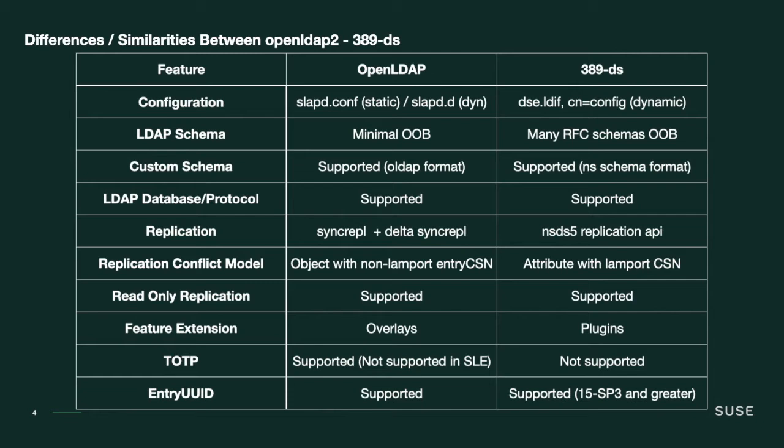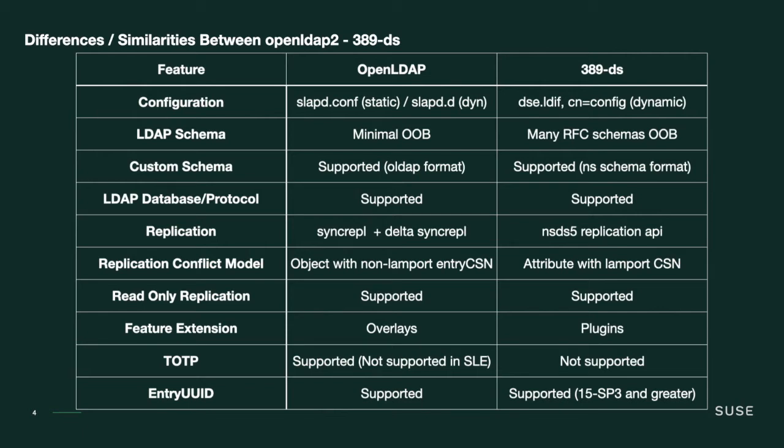389 Directory Server, on the other hand, has attribute-based replication. And what this means is that if you have, say, a multi-valued attribute, we can merge those two lists even if they are both changed on different servers. And this allows much richer and much more confident distribution of writes across multiple servers.